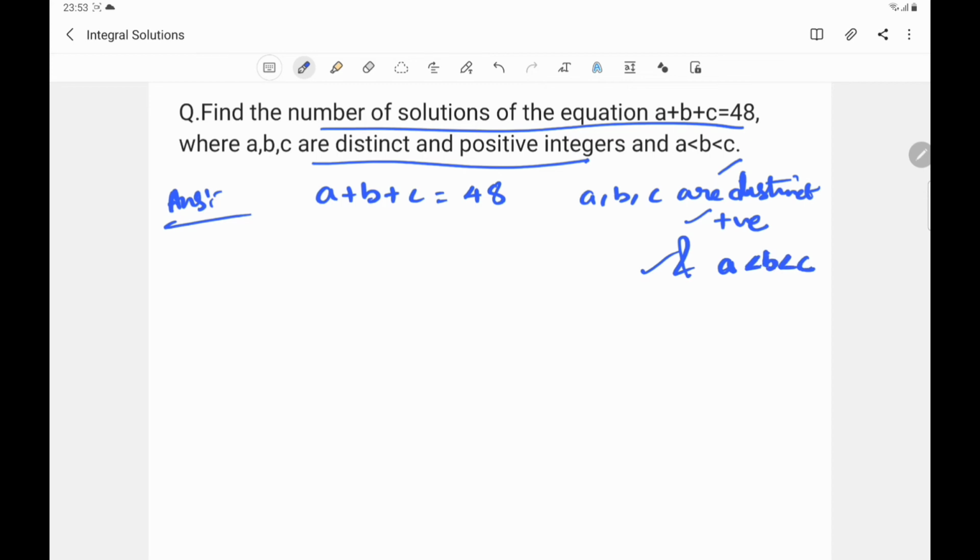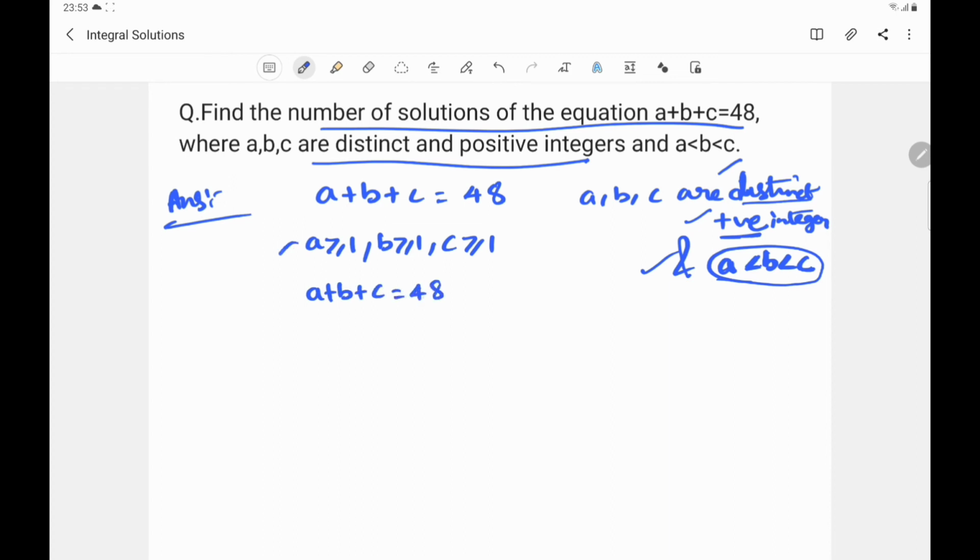Now, first of all, they said that A, B, C are positive integers. Positive integers means A can be greater than or equal to 1, B can be greater than or equal to 1, C can be greater than or equal to 1. We need to find the number of natural number solutions, and the solutions must be such that A, B, C are distinct, and also there is this condition which we need to keep in mind. Now, since A plus B plus C is 48, and we know this condition, there will be 47 gaps. I will select 2 gaps.